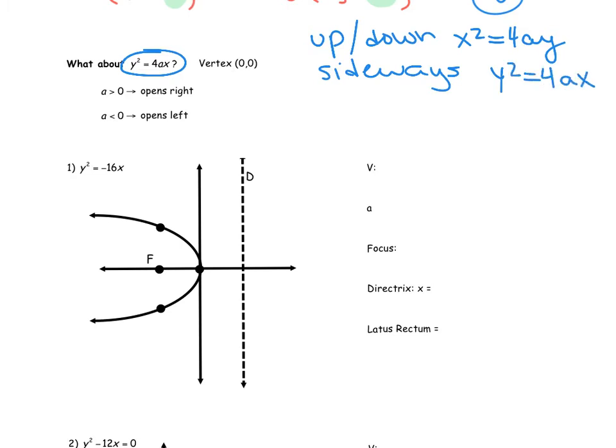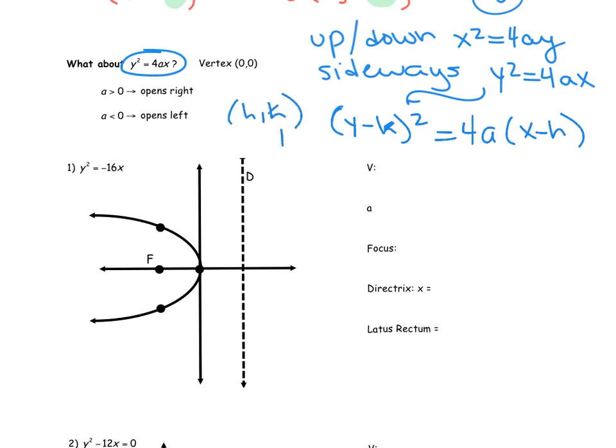And again, we're just following our formula. So if it's sideways, I have y minus k squared, be careful, it's k now because we're taking the y value of the vertex, is equal to 4a times x minus h. Remember, h comma k is the vertex, k is the y value and h is the x value. So you need to make sure that they pair up correctly. Notice h is the x value, so it stays with x. So x and h go together. And then my y value is k, so y and k are paired together. Just keep that in mind.